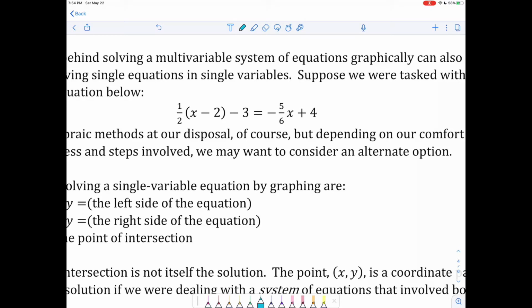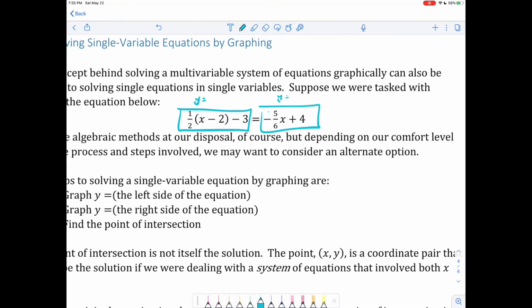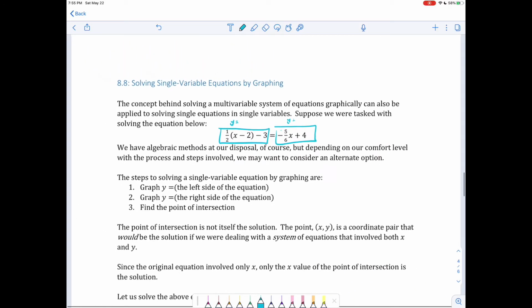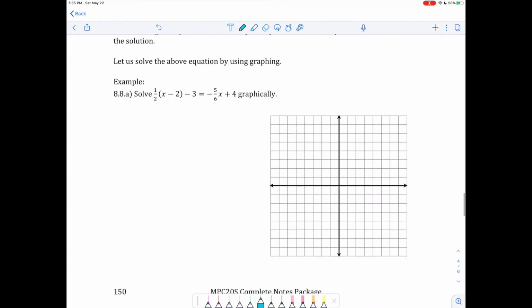So our process here is to split this up into its left side and its right side. Essentially we're going to graph y equals this left side, we'll graph y equals this right side, and we will find their point of intersection. Now when we solved systems, the point of intersection was the solution. But that involves an x and a y, and this equation only involves x's. So our solution will only be the x value of that point. All right, let's take a look at what you mean by all of that.